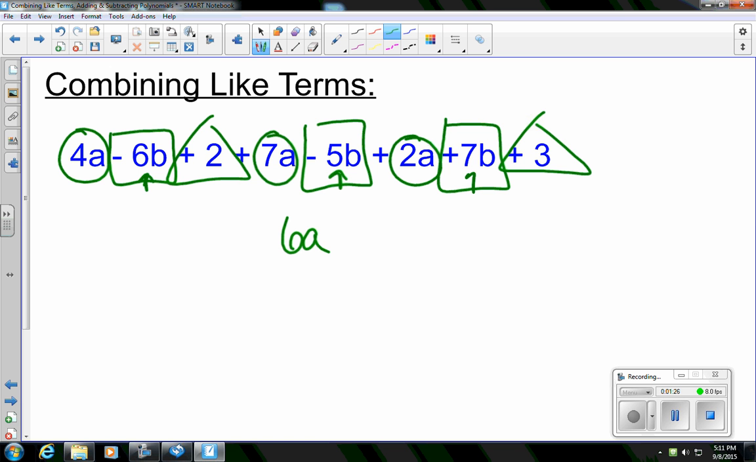And then if I take negative 11b and I add 7b, I will end up with negative 4b. Then our constants, we have a positive 2 and a positive 3, which gives us a positive 5.